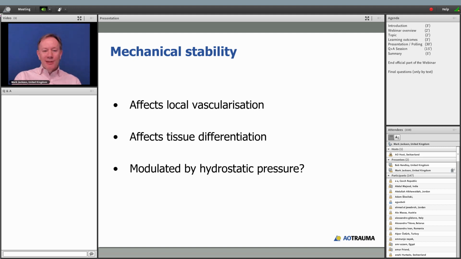How does this work? Well, it's not precisely known, but it's thought that mechanical stability will act by a number of mechanisms, but particularly in affecting local vascularization and angiogenesis. And by that means it will affect tissue differentiation. And that's possibly modulated by hydrostatic pressure. And we'll see some work that looks to suggest and confirm that as a mechanism in a second.